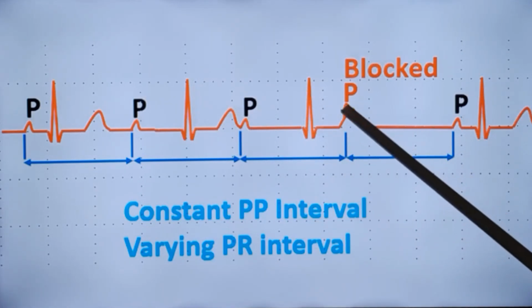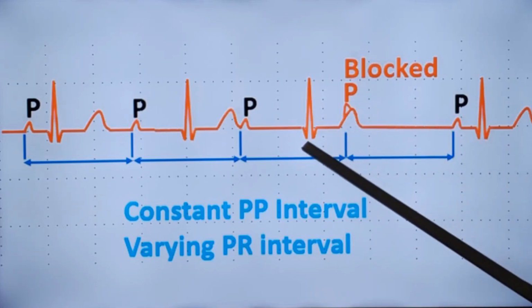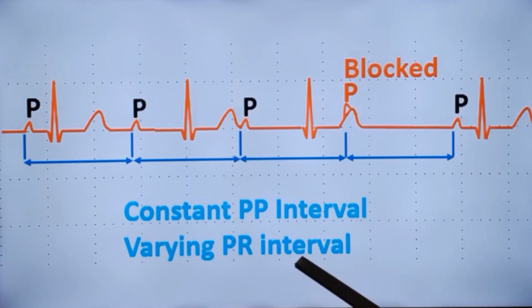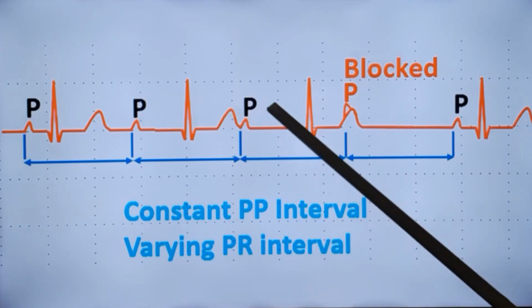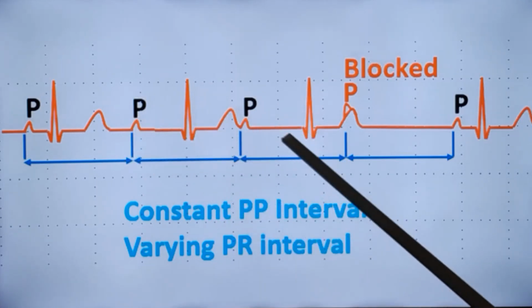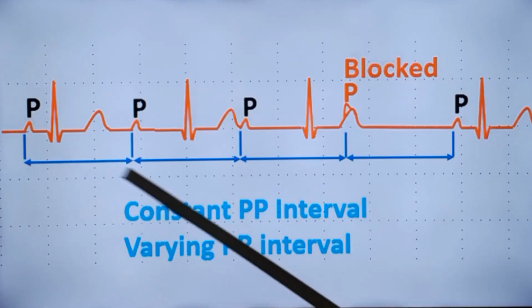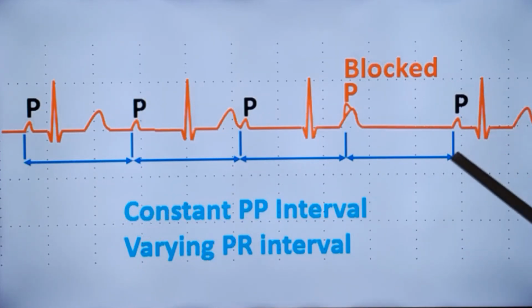And when there is a P wave which is blocked, you have a pause. That is a pause seen in Wenckebach sequence. This is 4:3. 4 P waves, 3 QRS complexes in a cycle. Up to this is one cycle. This is the next cycle. As the pause occurs, the AV node recovers and the next PR interval is shorter.